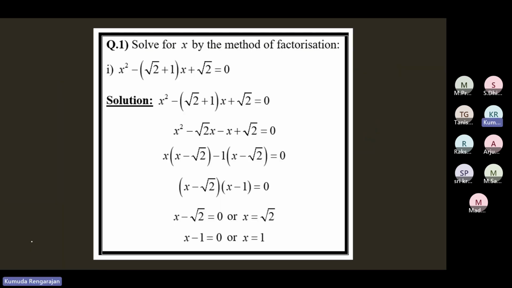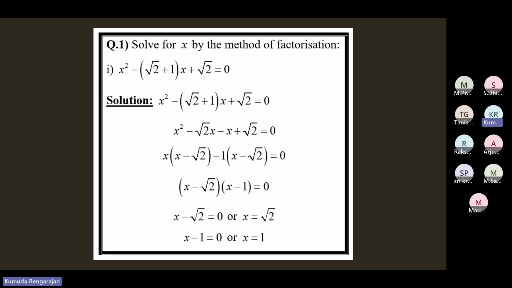So you simply have to open up the bracket. See here, this is the first step. And then grouping these two terms and these two terms by taking out the common factor. x into x is x square minus root 2x minus x plus root 2. So x minus root 2 into x minus 1 is equal to 0.